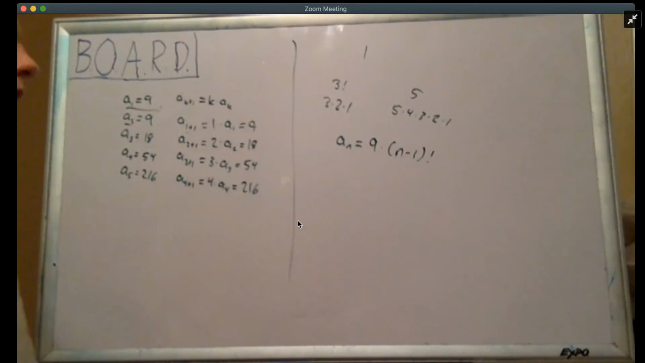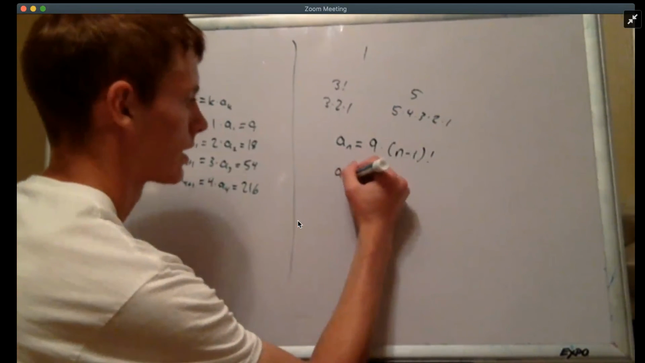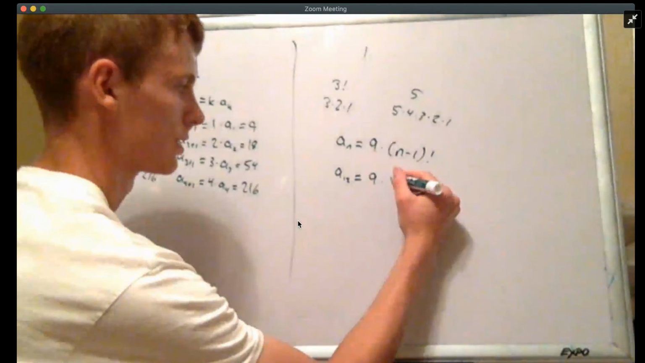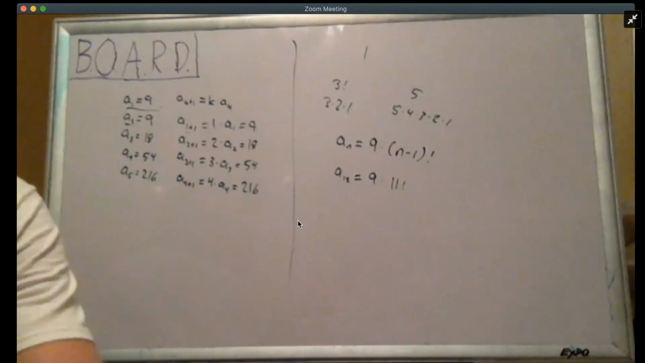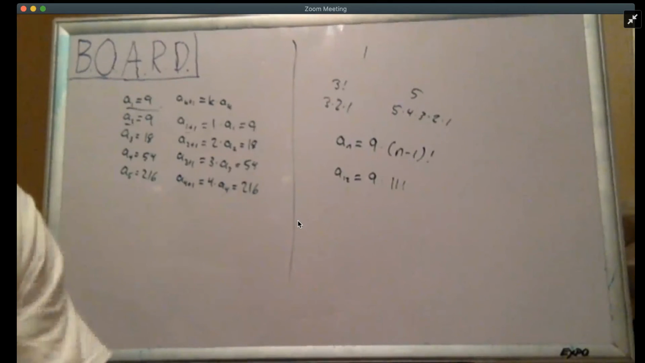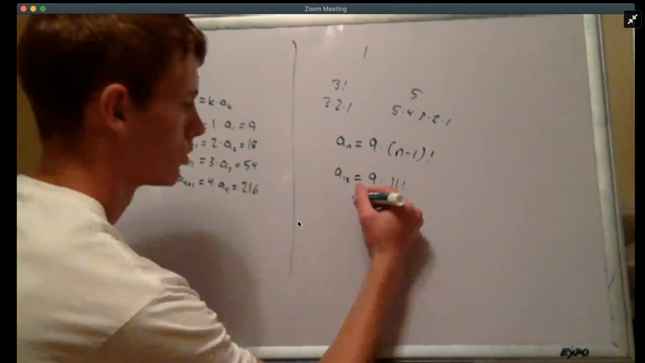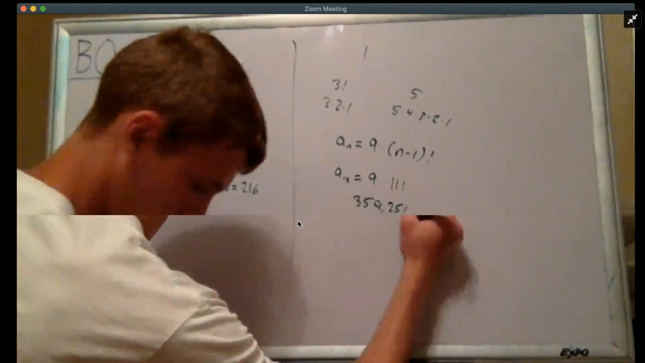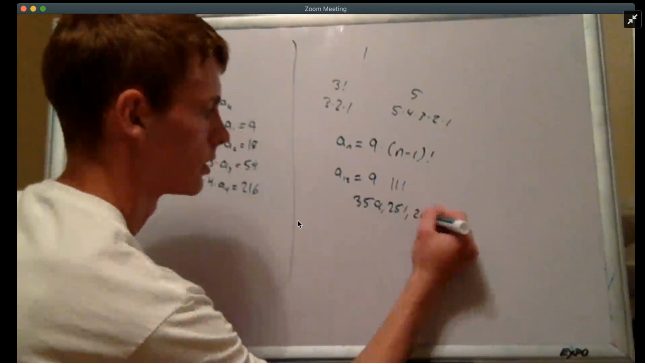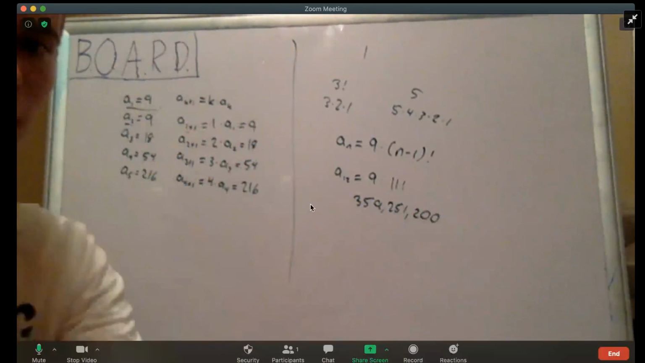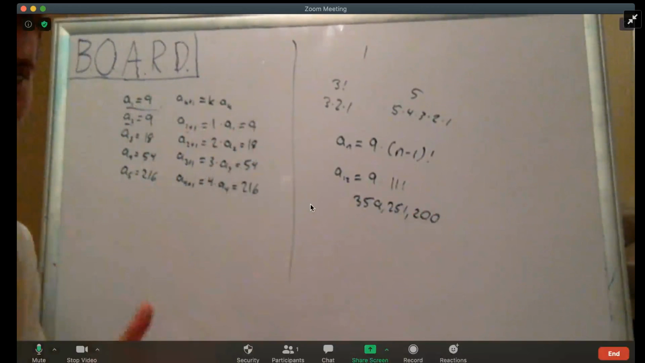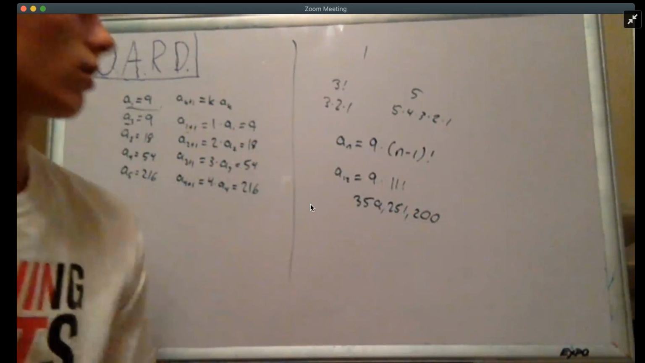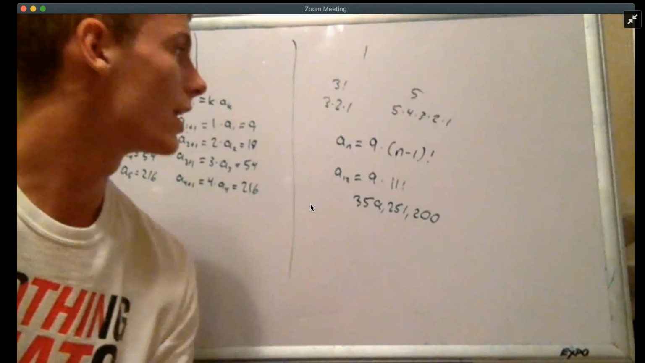If any of you were curious, now we can know the 12th. A sub 12, which is 9 times 11 factorial, which happens to be 359,251,200. And now we can find that without even knowing like a sub 10, a sub 11, a sub 9. We don't need any of that. Find a sub 12. So that was the cool way and the way they want you to do it.